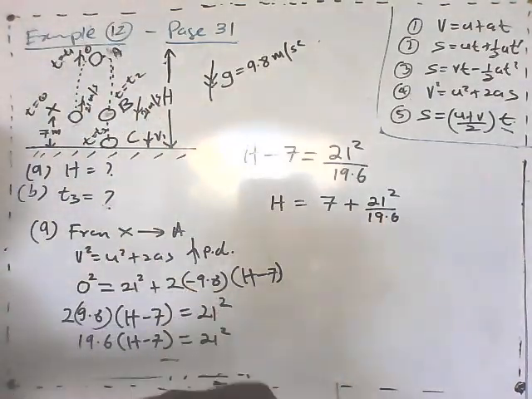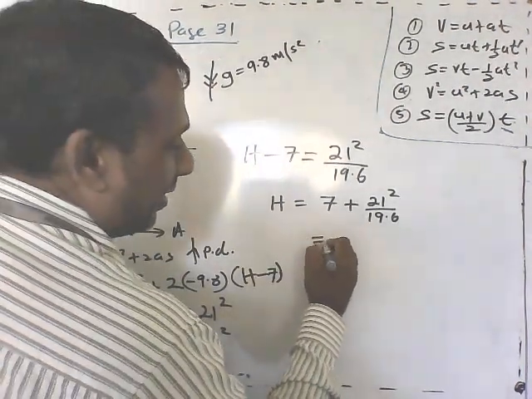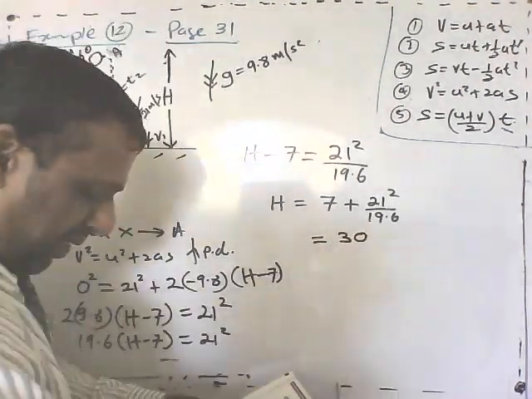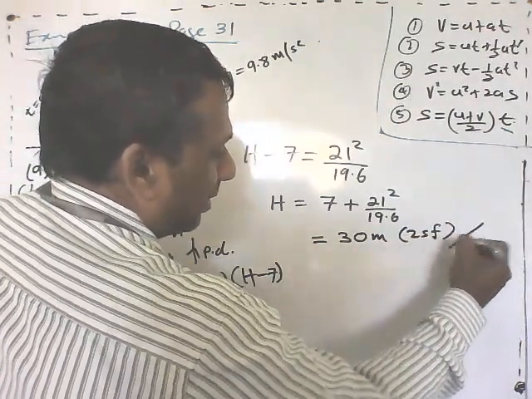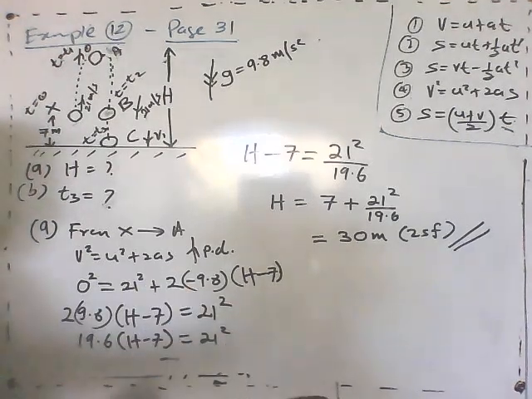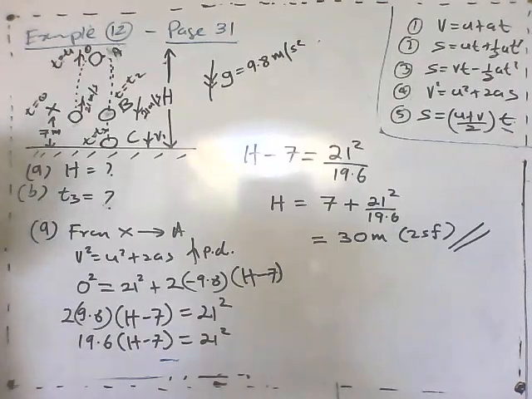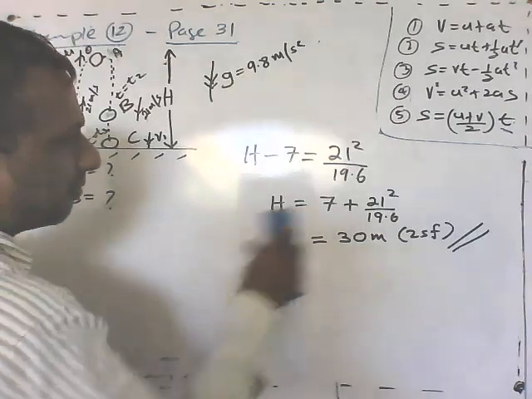We see the answer. I checked the book, and the answer is right. It comes to 30 meters when you consider 2 significant figures, 30 meters. That is all right. Now we see what else we want to find. Now we want to find T3, the time of flight. I will erase part A and I will start part B.